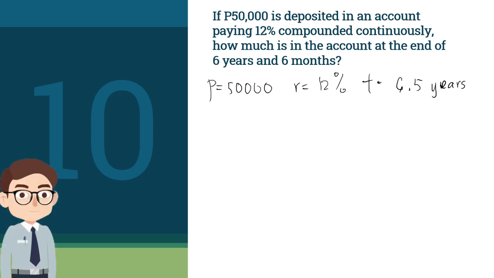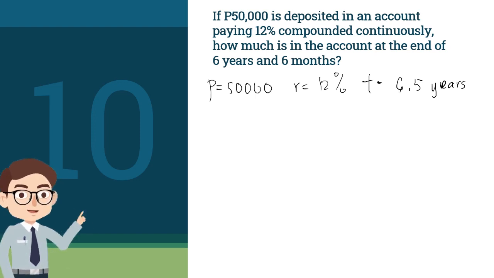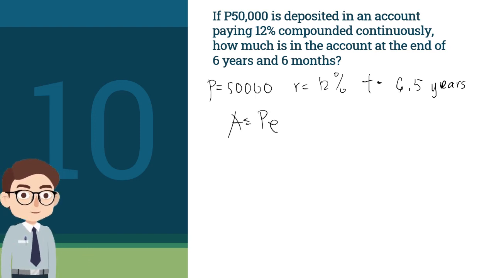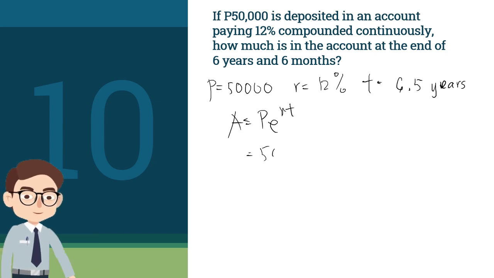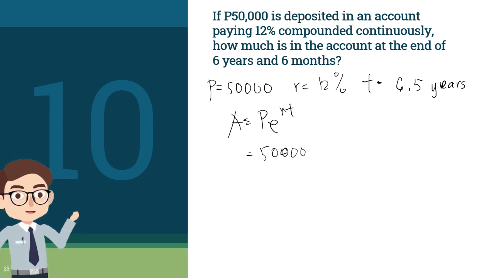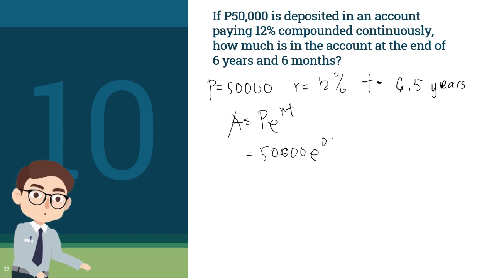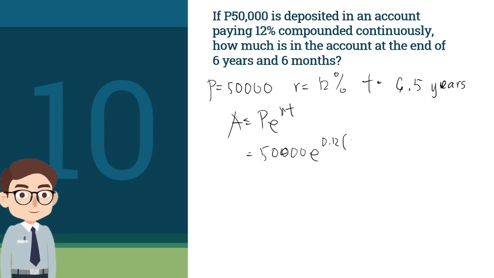Okay, because 6 months is half of 1 year, that's why it is 6.5 years. Right, so let's now have our formula, that is A is equal to P e raised to rt. Our principal is 50,000 pesos, e raised to our rate, that is 12%. Convert that to decimal, that is 0.12, multiplied to our t, that is 6.5.